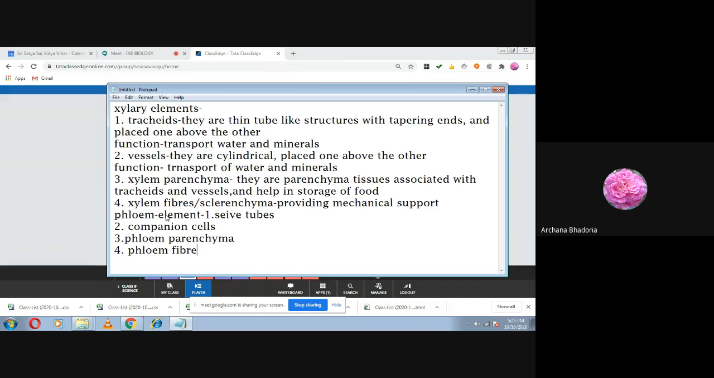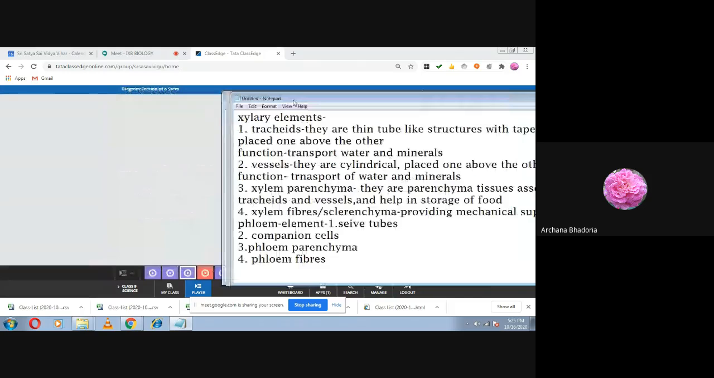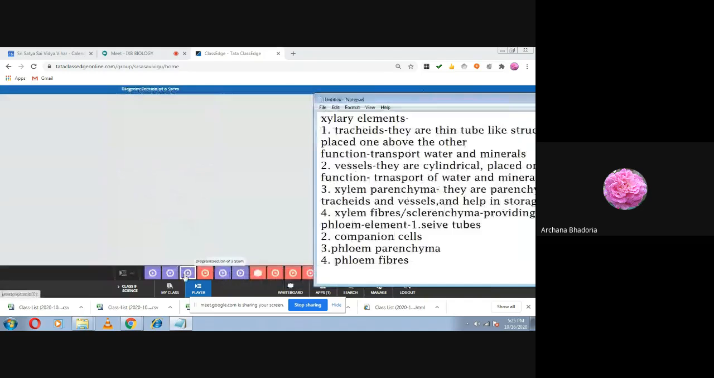So the work that parenchyma and fibers were doing there, the same work they will do when they are associated with the phloem tissue. And which elements of the phloem tissue? That is the sieve tubes and the companion cells. So now let me show you the diagram of the phloem.